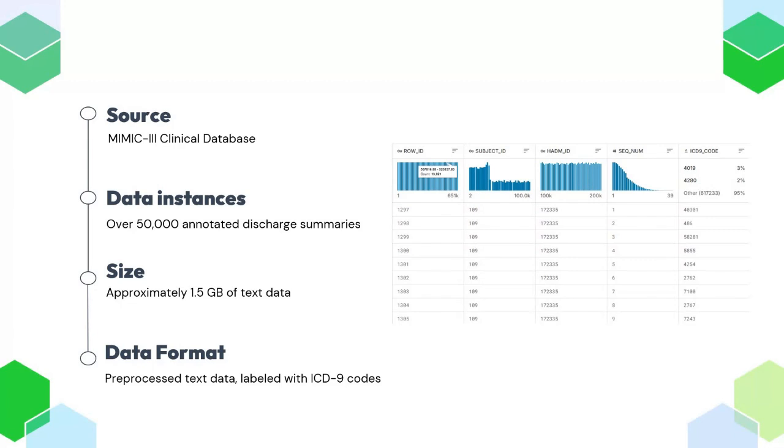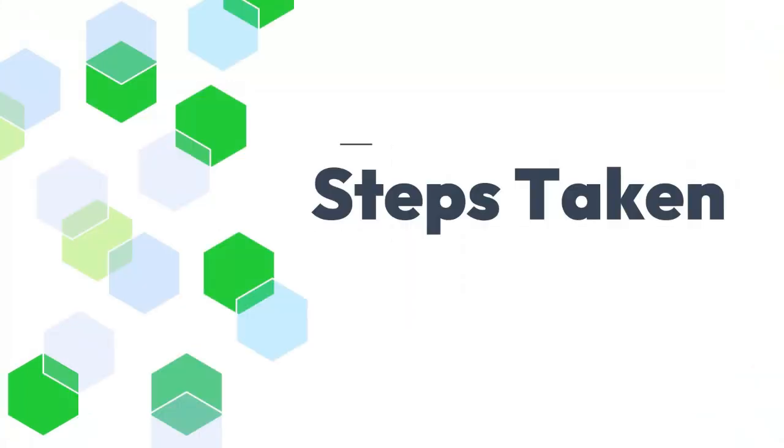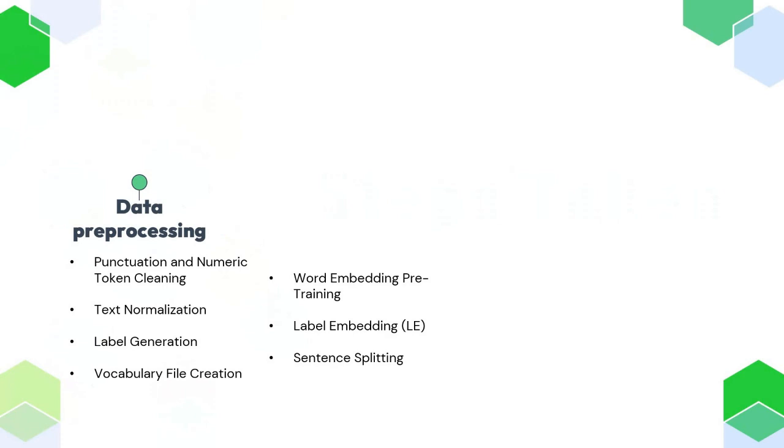The data consists of over 50,000 annotated discharge summaries, which is approximately 1.5 GB in size. The data is available in text format, which is already pre-processed and labeled with ICD-9 codes. Now that we are familiar with the data set, we'll look at the steps that were taken to implement this research paper. So the first step in the implementation is data pre-processing.